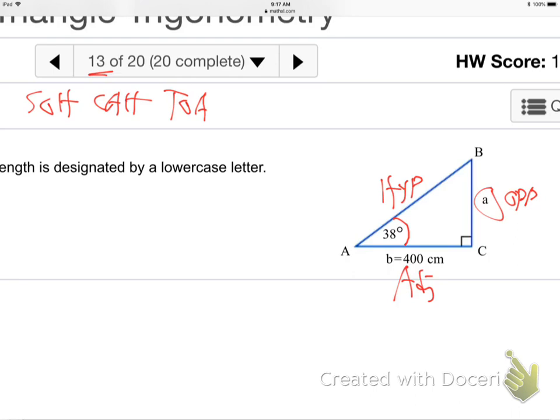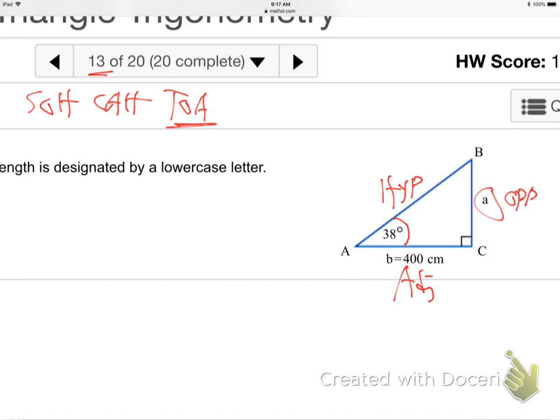Anyway, we're doing the 38, so you tell me, I want a trig relationship that involves the A, because they're telling me to find that. Find the little a. And I know that the B is 400. So what trig relationship involves these two? Yeah, because that's opposite, adjacent, toa.